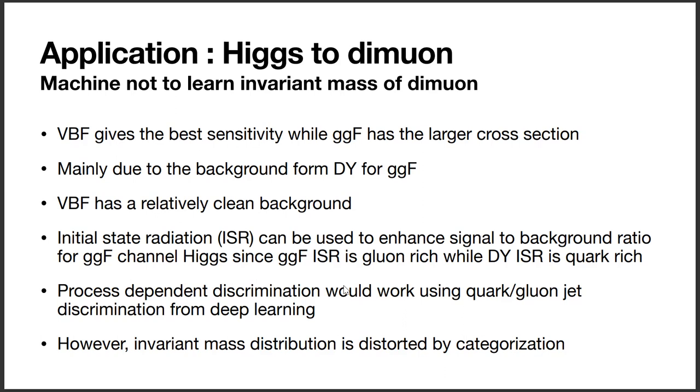So we had a motivation of getting a deep learning technique which doesn't spoil the nice invariant mass distribution, because invariant mass is something that we need to pin down the exact mass of the Higgs. Machine learning should be used to distinguish something else. But they are so smart that they know this is an easy way, and they just use this invariant mass. Therefore, we ask them not to learn this invariant mass. So that was the whole idea.